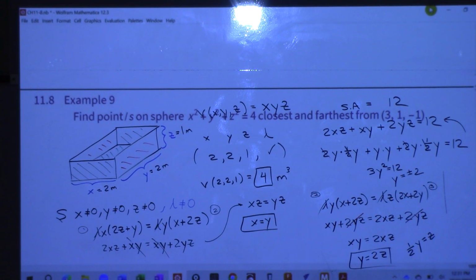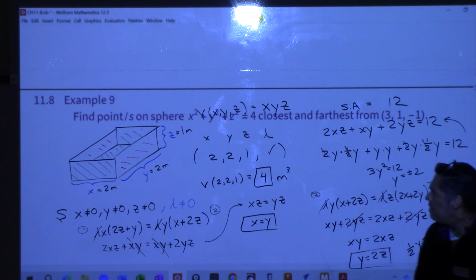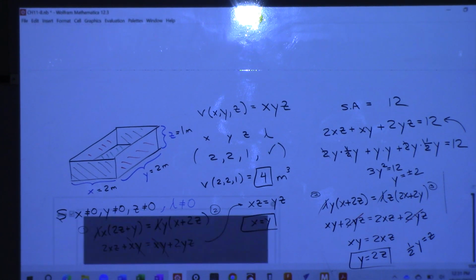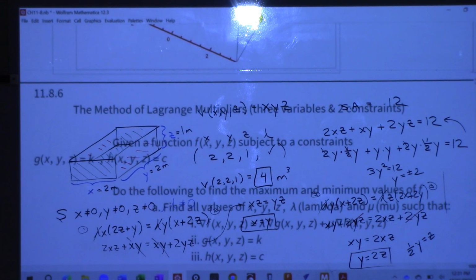All right, well, yeah, I'll hang out for a few more minutes. We don't really have enough time to start another problem, but you can see that these are similar. Find the point on a sphere closest or furthest from another point. So you have something you're trying to find the minimum of, and you have some constraints. We'll do those problems later.